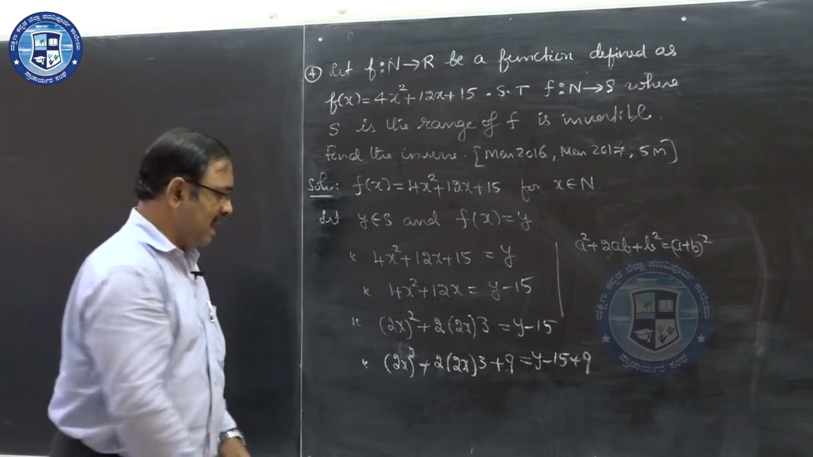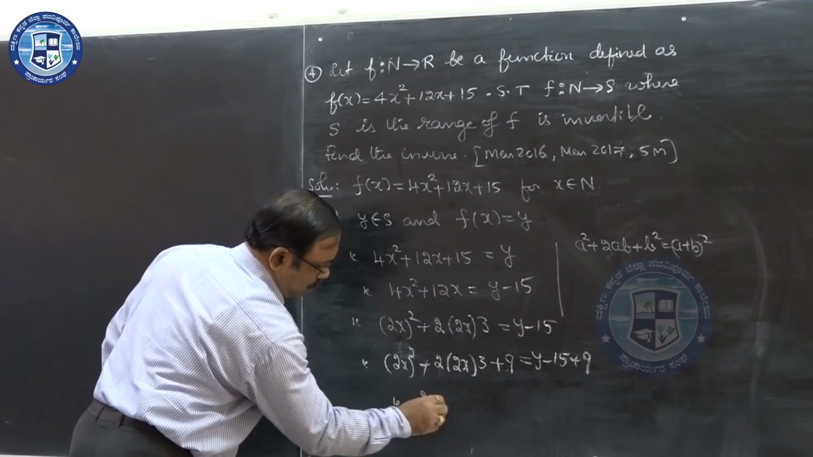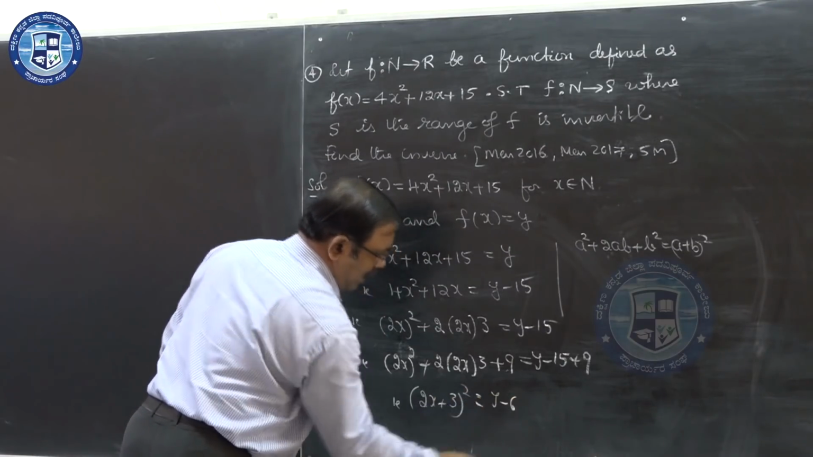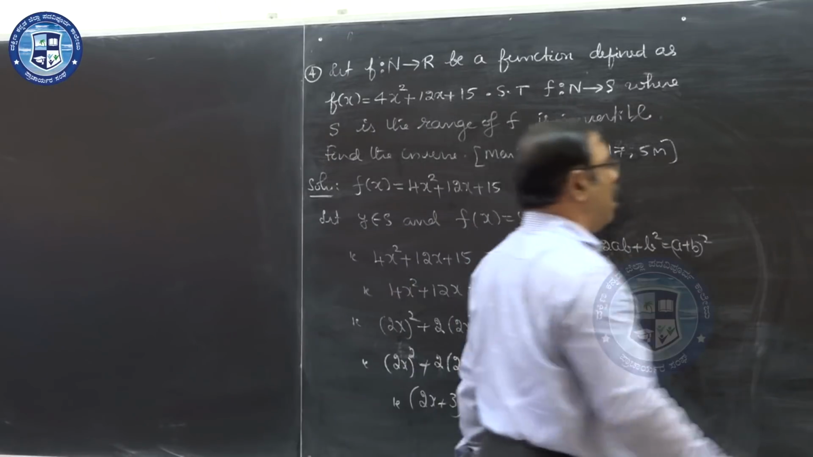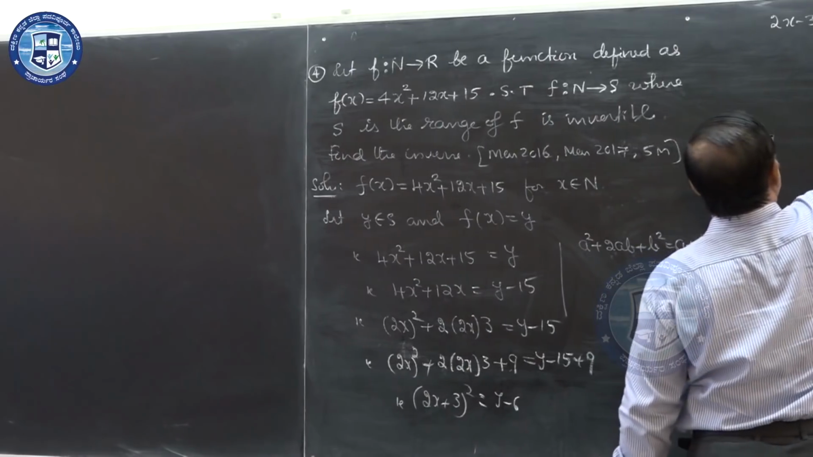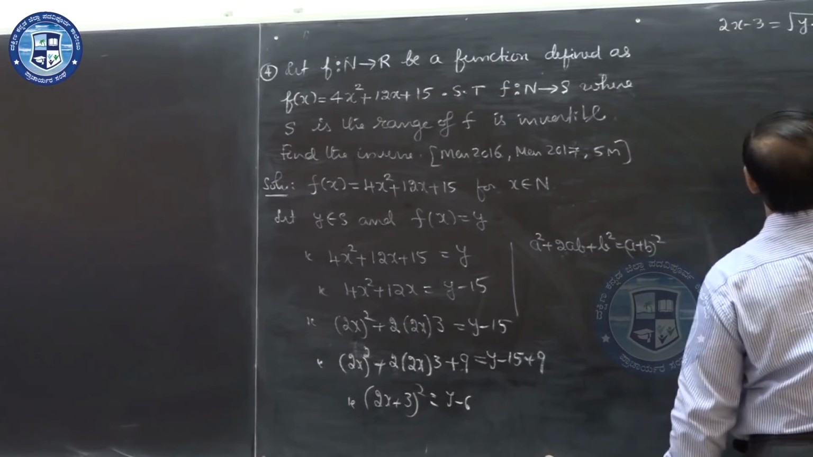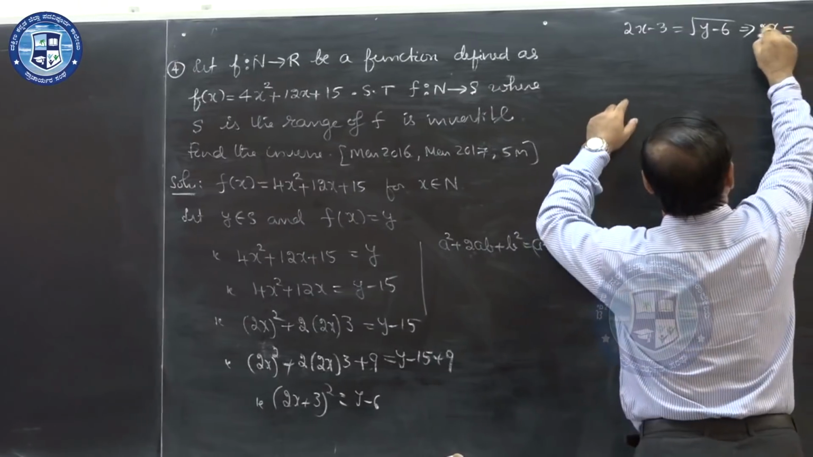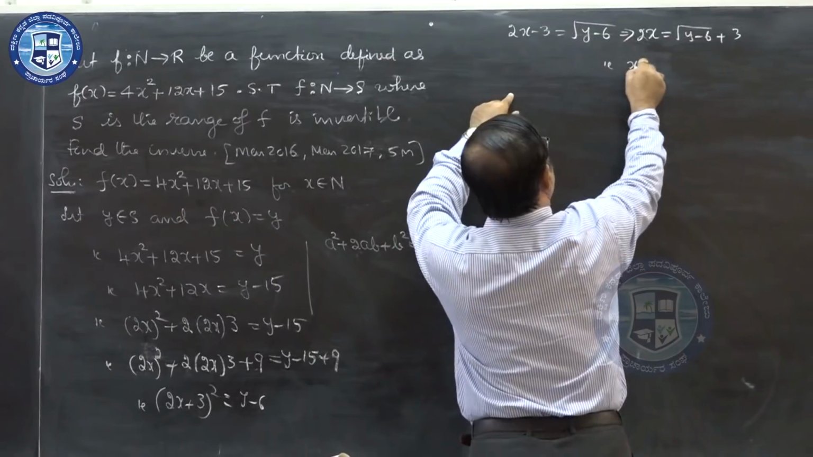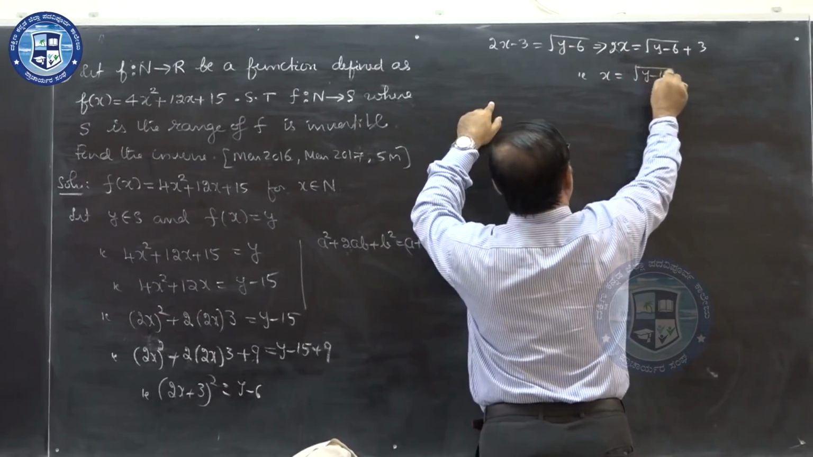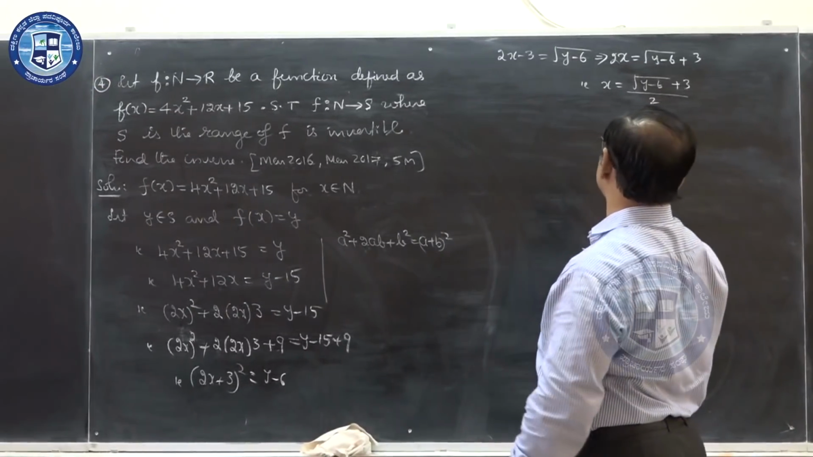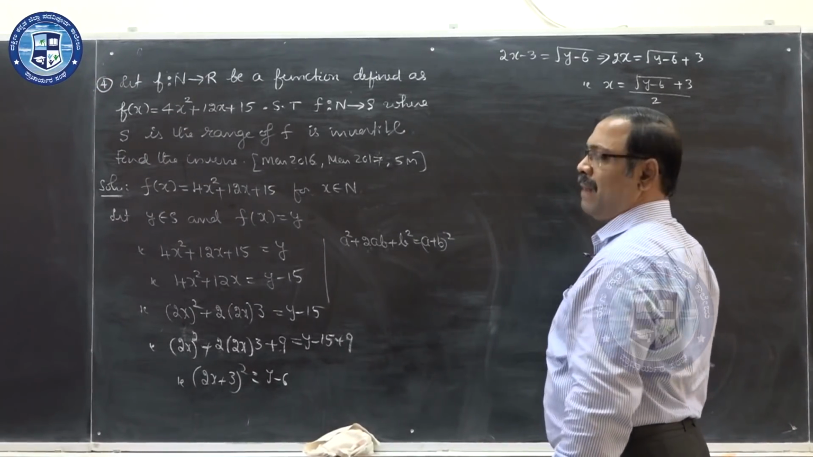So 9. Now this is nothing but 2x plus 3 the whole square is equal to y minus 6. So 2x plus 3 is equal to plus or minus root of y minus 6. That is, you can write 2x is root of y minus 6 minus 3. That is, x is equal to root of y minus 6 minus 3, by 2.